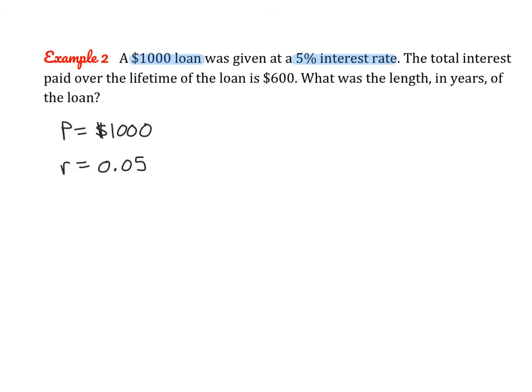The next information we're told is that the total interest paid over the lifetime of the loan was $600. So that would be I. That's how much interest you have to pay. So to borrow $1,000, it actually costs you $600. So you still have to pay back the $1,000, but you have to pay back an additional $600 as well. And then here's what they're asking. What is the length in years of the loan? So they're asking us to solve for T.